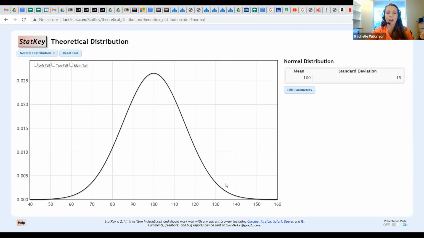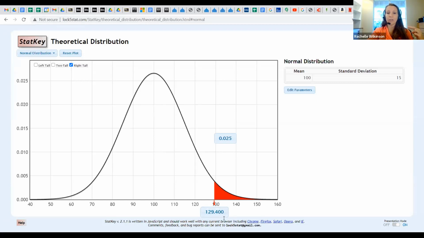Okay, and instead of counting dots to figure out what proportion of people have IQs above 140, we're just going to find the area underneath this curve that corresponds to 140 or greater. So to do that, in this case, I'm looking for people with IQ above 140. Since I'm looking for above or greater than, I'm going to click on right tail. So up in the upper left-hand corner where it gives you the options, you're going to choose right tail because in this case, we were looking for above 140 or greater than 140.